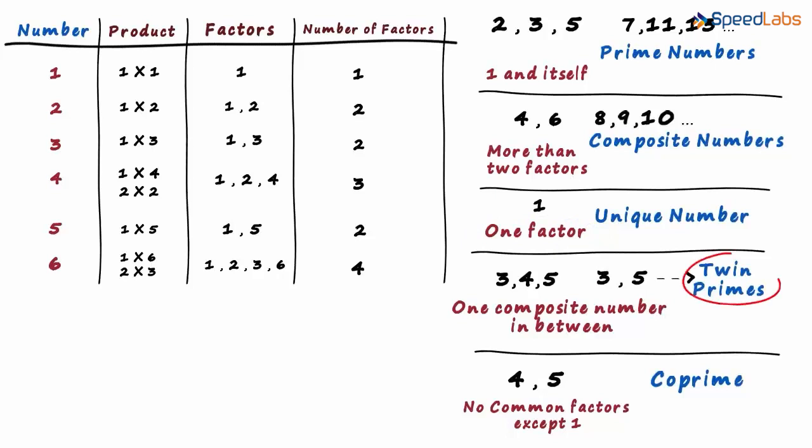2 prime numbers are called twin primes if they have just one composite number between them. Another example would be 5 and 7 since they have just 6 between them. And 2 numbers are co-prime or relatively prime if they have no common factors except 1. Another example of co-prime numbers would be 6 and 7.